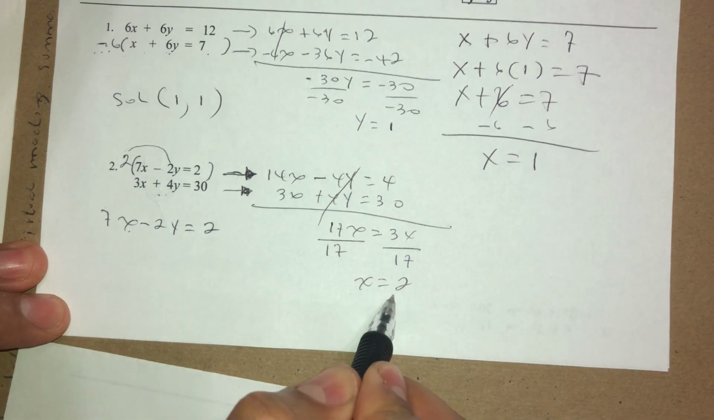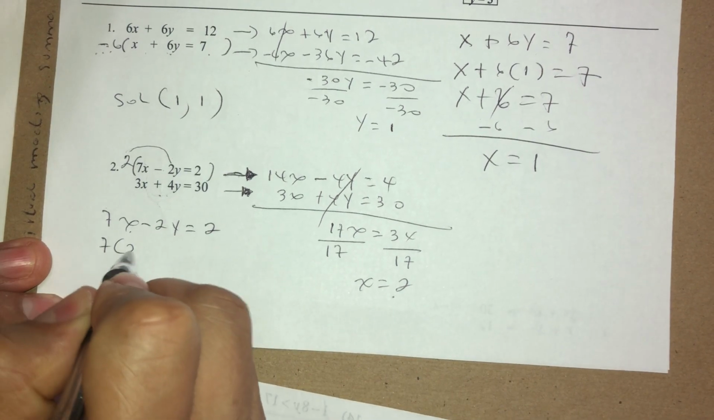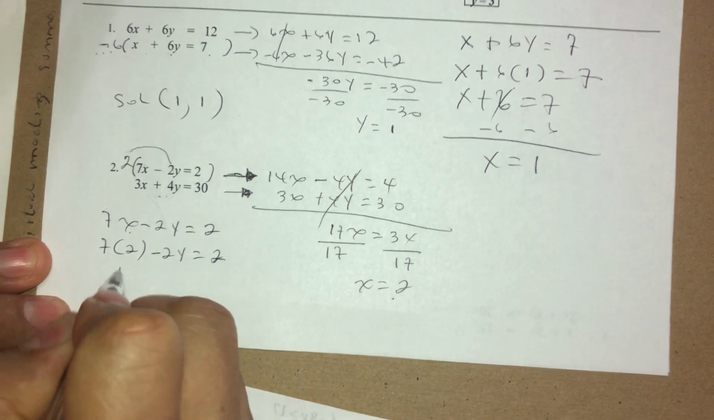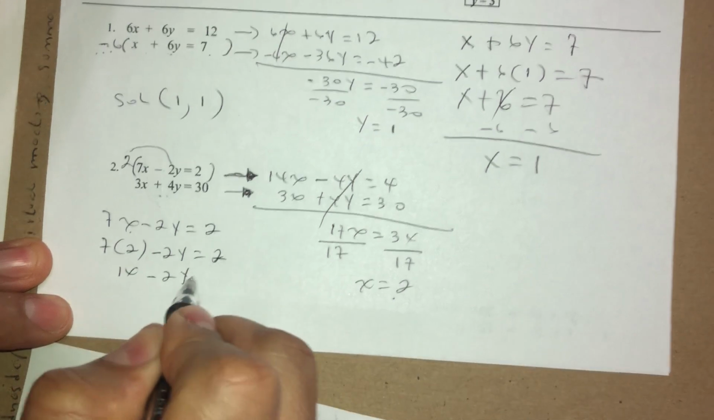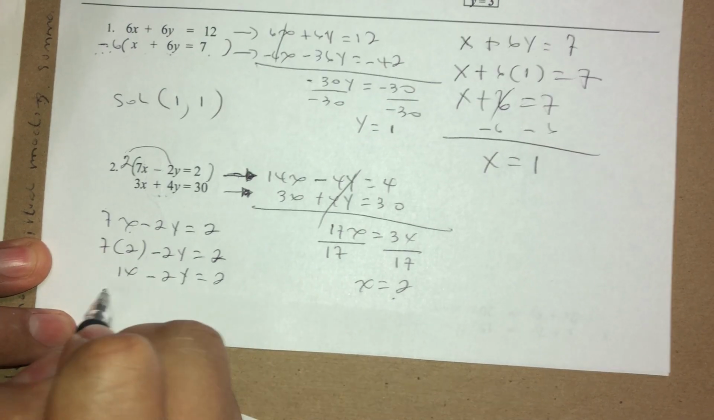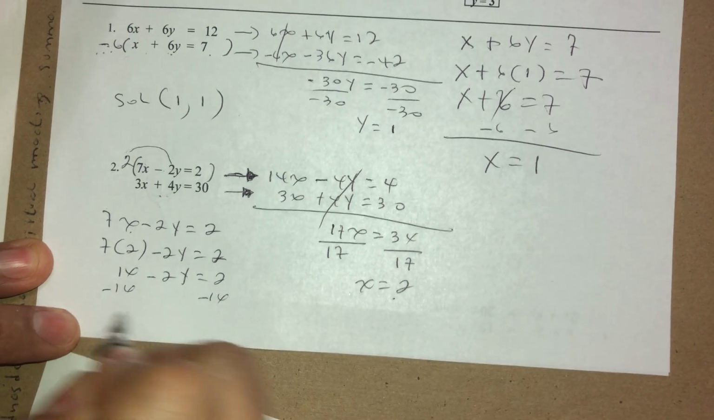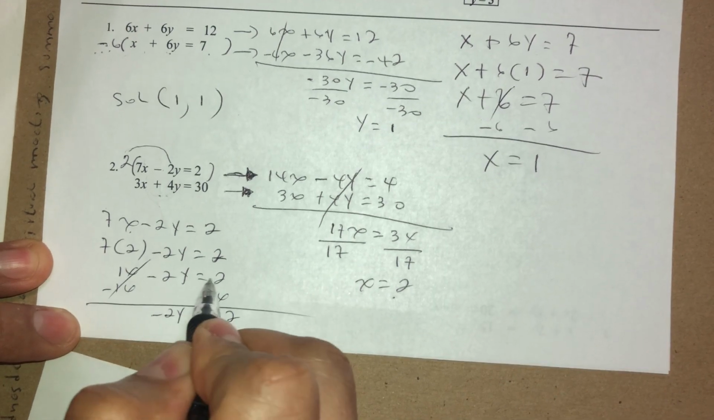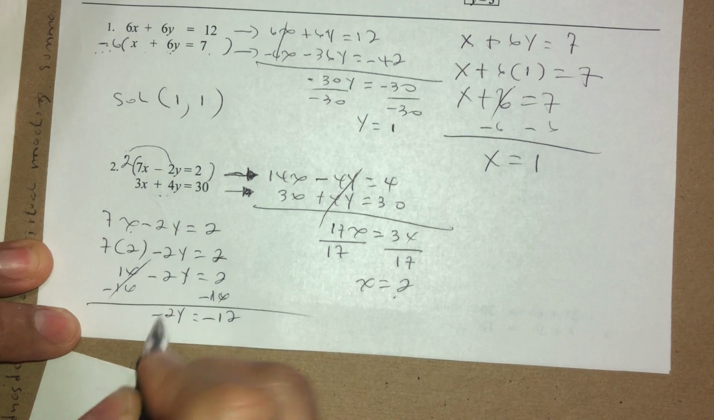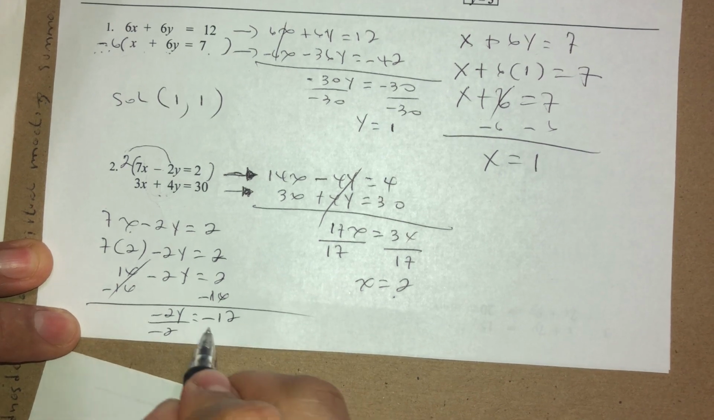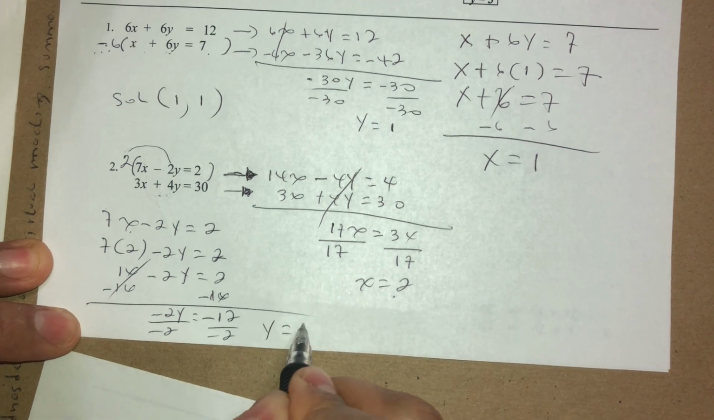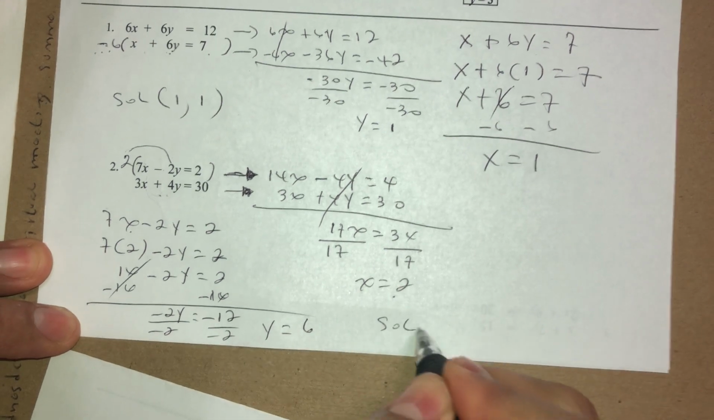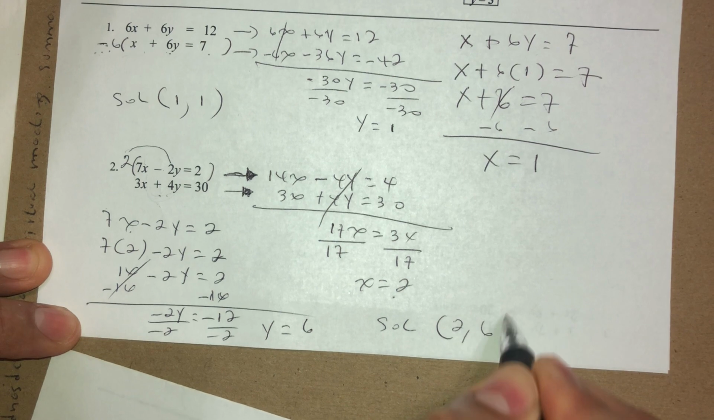Now this x becomes what? Becomes 2. So 7 times 2 minus 2y equals 2. 7 times 2 is 14, minus 2y equals 2. Minus 14, we always eliminate the constant first, equals negative 12 because 2 minus 14 is negative 12. And if you divide by negative 2, y equals positive 6. So there's your solution. The solution to the system is (2, 6).